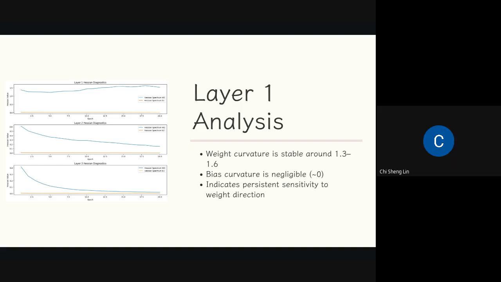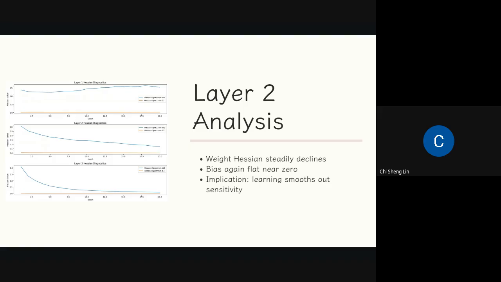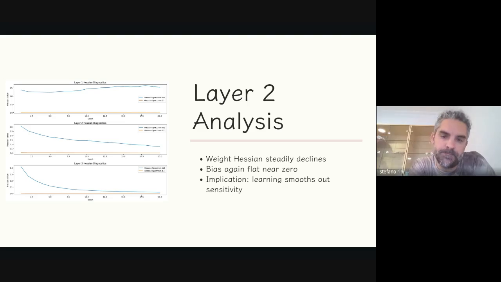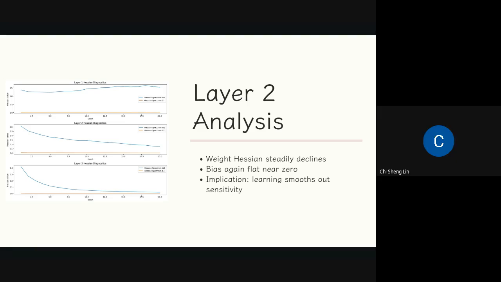Next page. For layer 2, we observe a gradual decline in the weight Hessian value from 0.6 to about 0.18. This suggests that as learning progresses, the model becomes less sensitive to parameter changes in this layer. And bias again shows almost no curvature. Okay, next page.